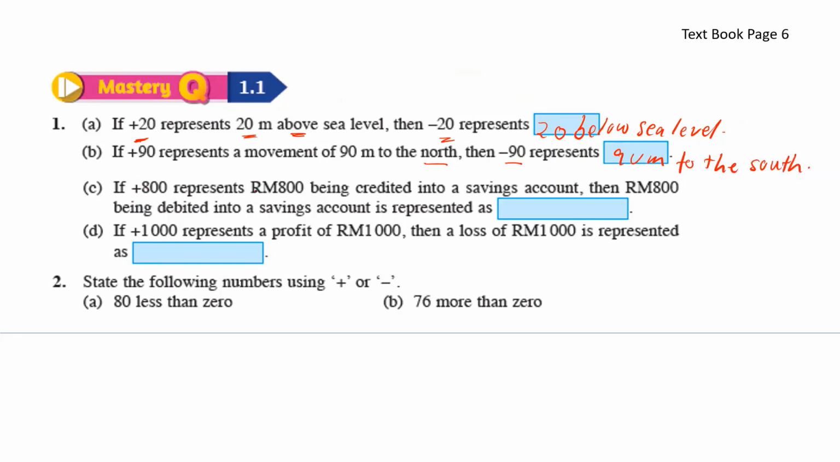If positive 80 represents RM80 being credited into a savings account, then RM80 being debited from a savings account is represented by negative 80. If positive 1000 represents a profit of RM1000, then a loss of RM1000 is represented by negative 1000. Since positive 1000 is profit, a loss should be represented by a negative value. State the following numbers using positive or negative. 80 less than 0. Any number less than 0 should be represented by the negative sign. 76 more than 0. Any number more than 0 should be represented by a positive sign.